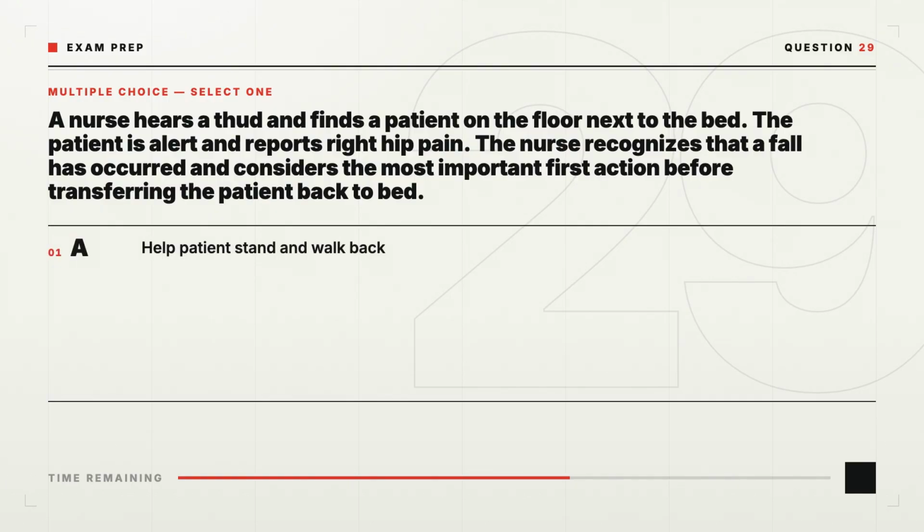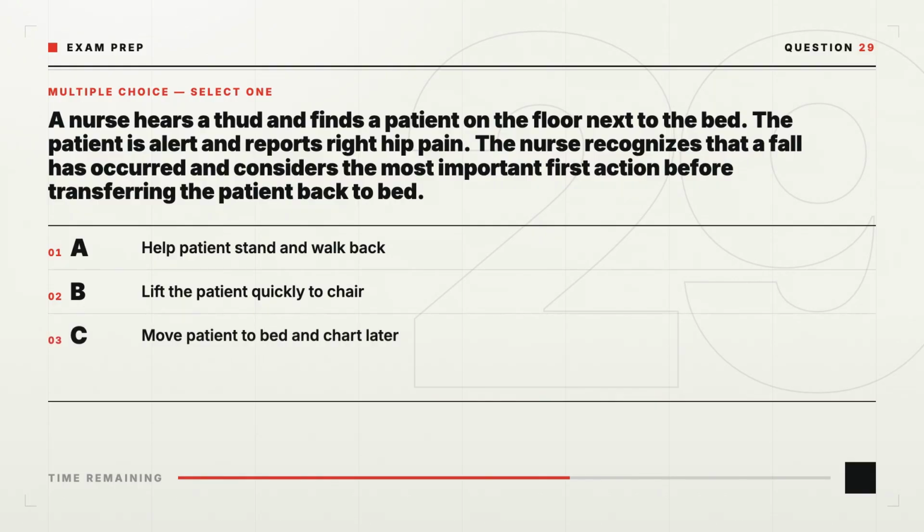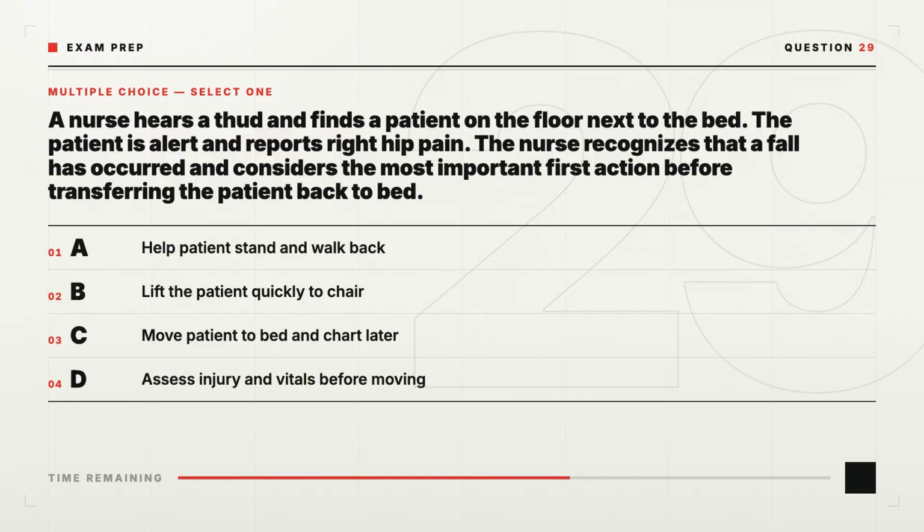Help patient stand and walk back. B. Lift the patient quickly to chair. C. Move patient to bed and chart later. D. Assess injury and vitals before moving. Pick one. Trust your gut. Here's your chance to test yourself.